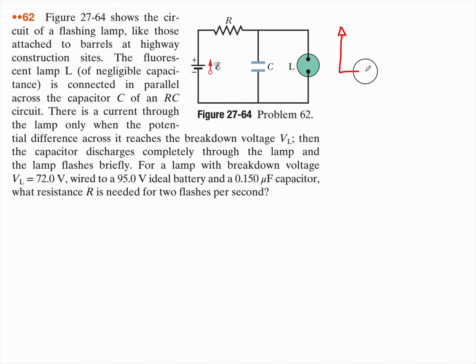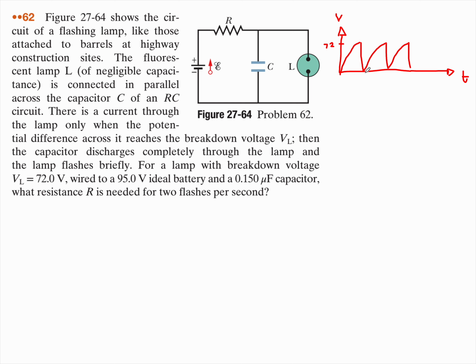Well, if you think about it real quick, what we have here is a charging capacitor. What's going to happen in this case? It's going to be charging exponentially, approaching 95 volts, but the moment it hits 72 volts, what's going to happen? It's going to immediately discharge, and then this whole charging process will begin to repeat until it hits that, then it discharges, and it repeats over and over again.